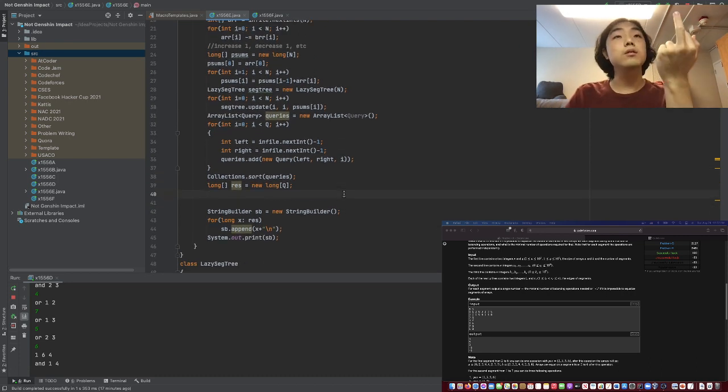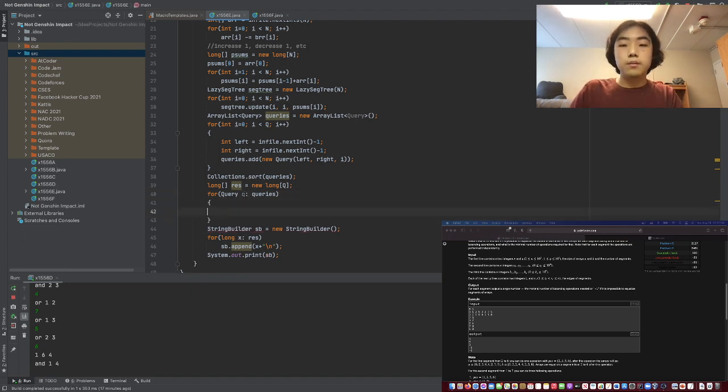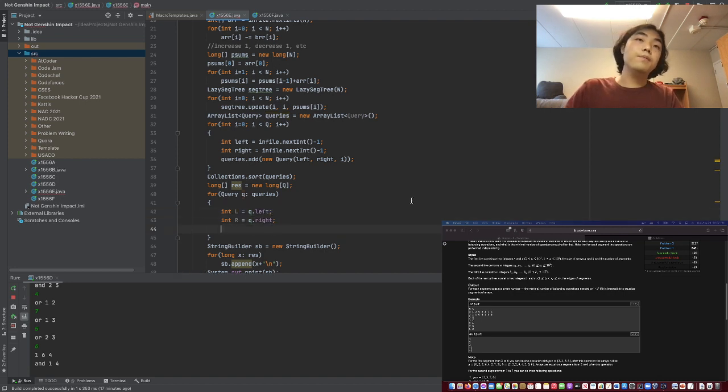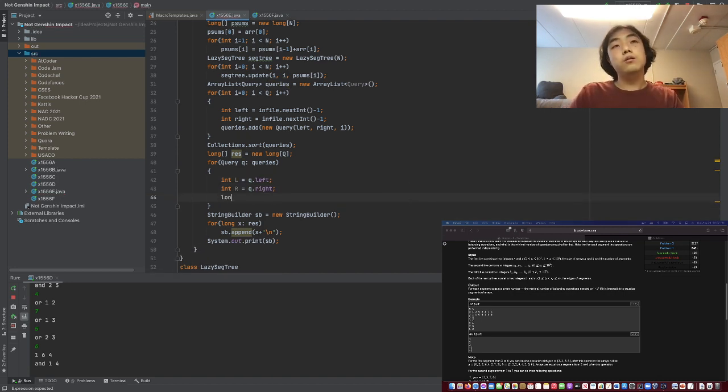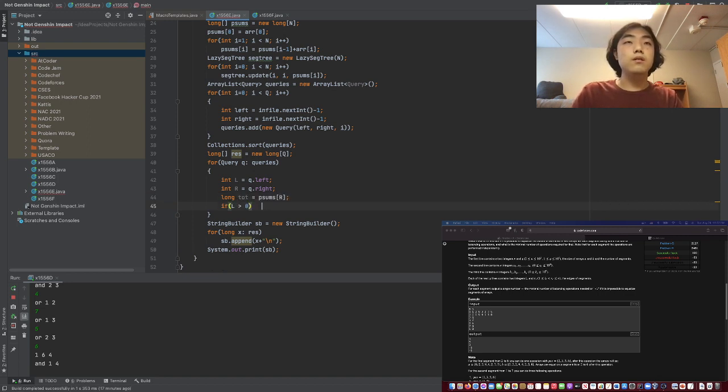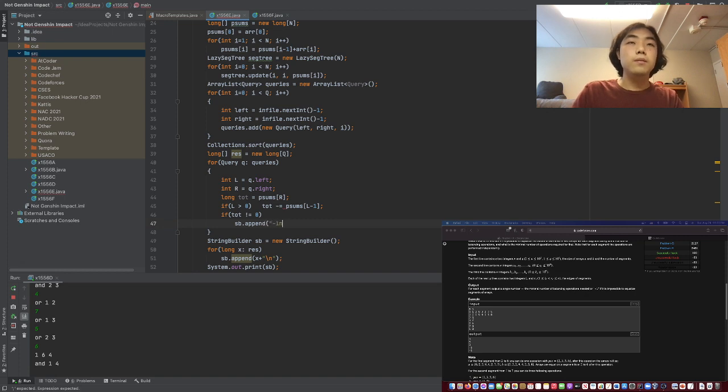We also have prefix sums. So for query q in queries, L is equal to q dot left, and R is equal to q dot right. So long total is equal to p sums of R. If L is greater than 0, total minus equal to p sums of L minus 1. If total does not equal 0, then queries at q.id is equal to -1, else, res.